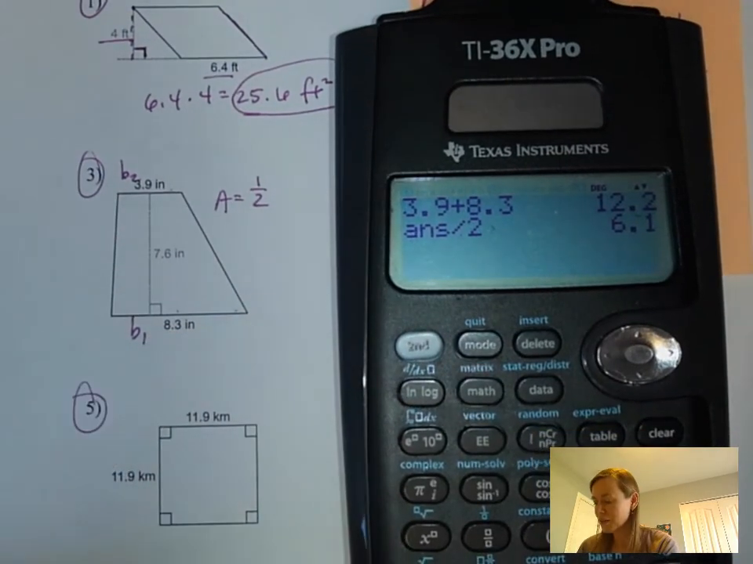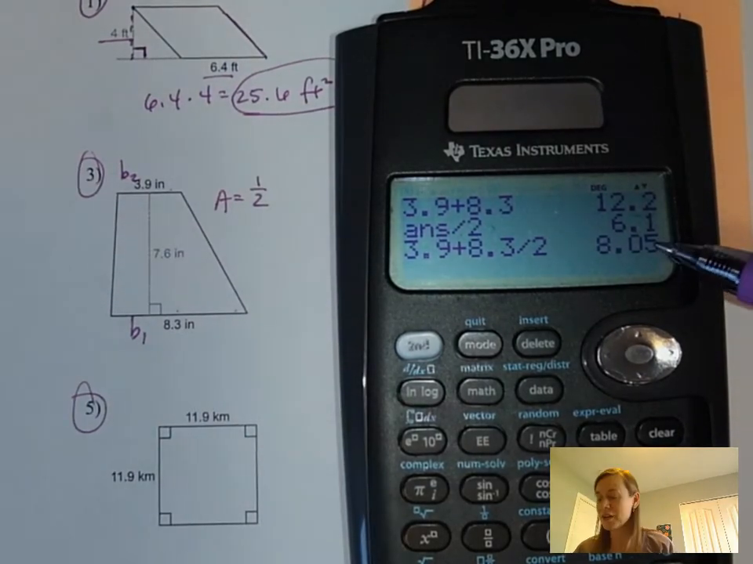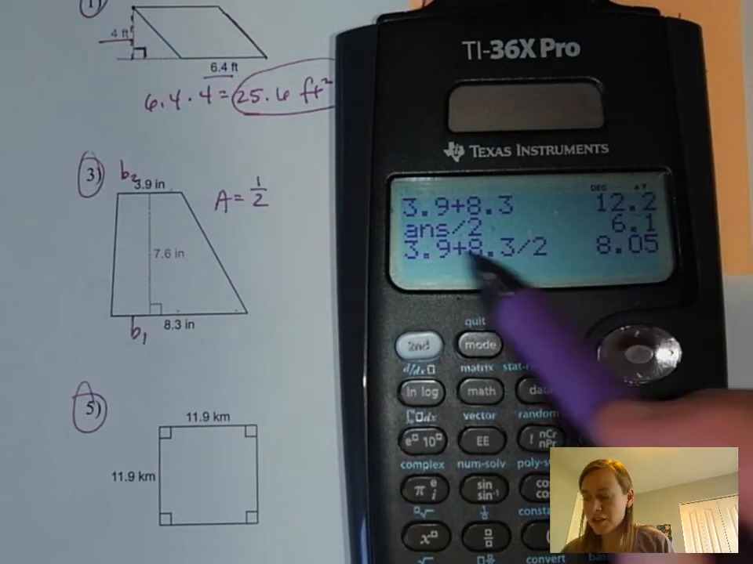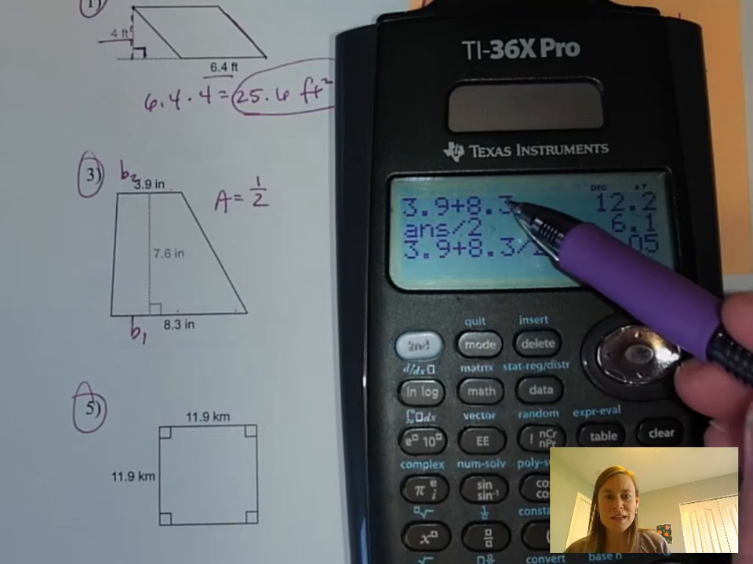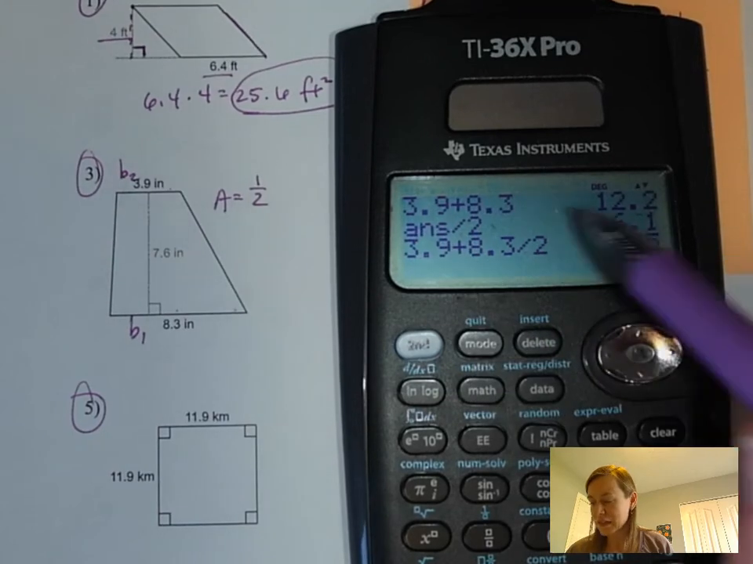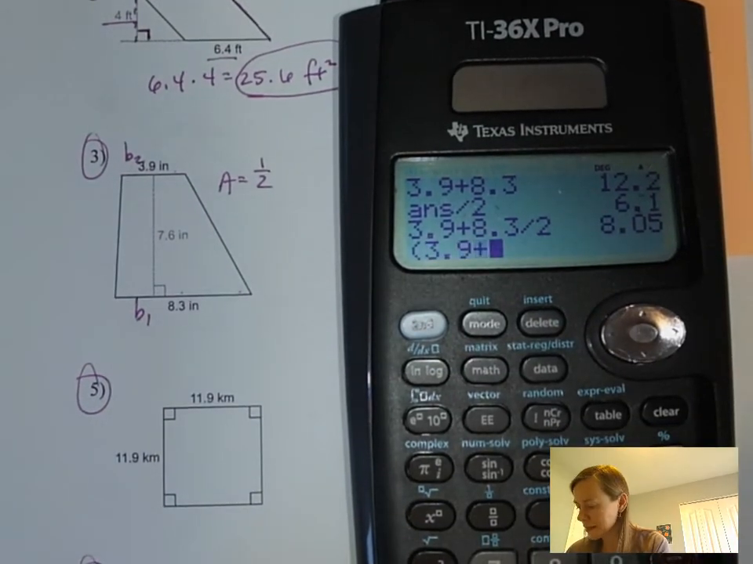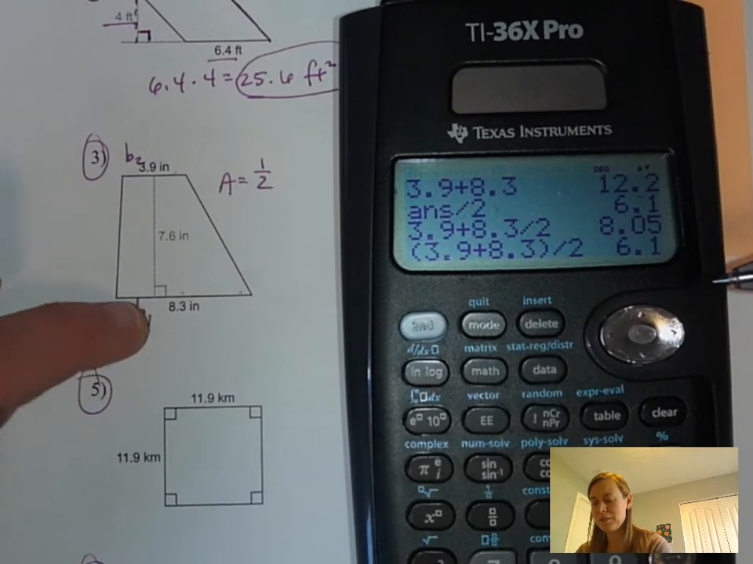Let me show you the difference. If you did 3.9 plus 8.3 divided by 2, look, totally different answer. And the reason for that is order of operations. Your calculator is going to want to do the division before the addition because of PEMDAS. You don't want it to do that. You want to make sure that it does the addition first and then divide. So you can either put these guys in parentheses like this, 3.9 plus 8.3, and then divide them by 2. Or you can just hit enter in between. Either way, whatever makes more sense to you. Alright, so we've got 6.1 for the average of base 1 and base 2.